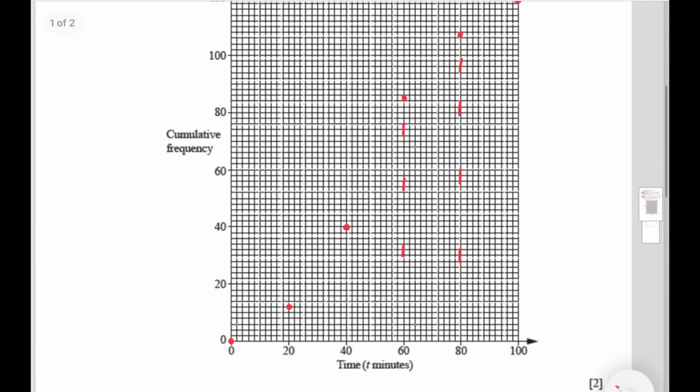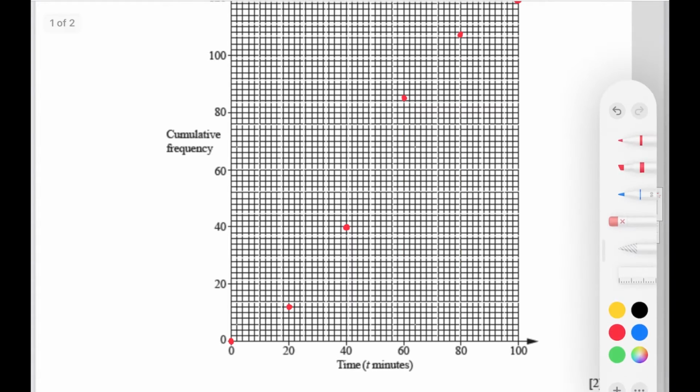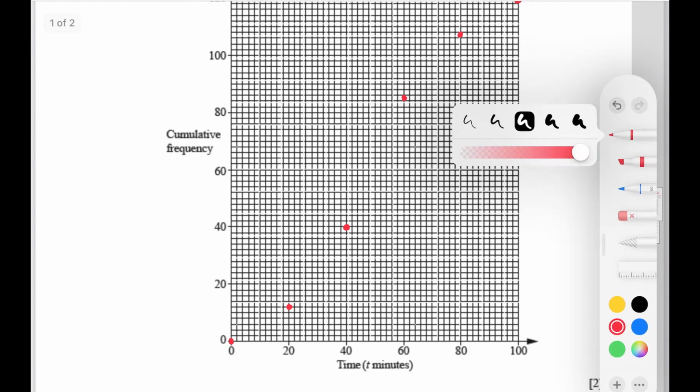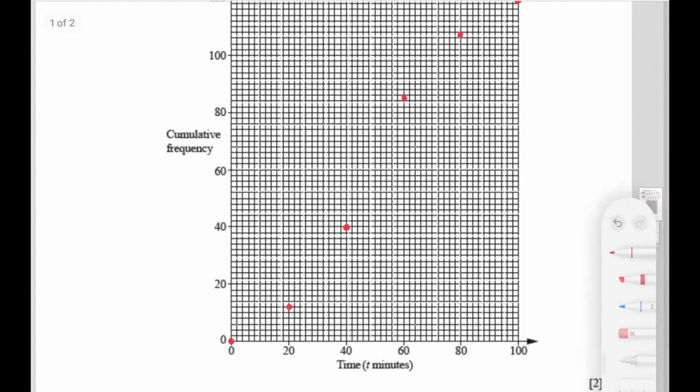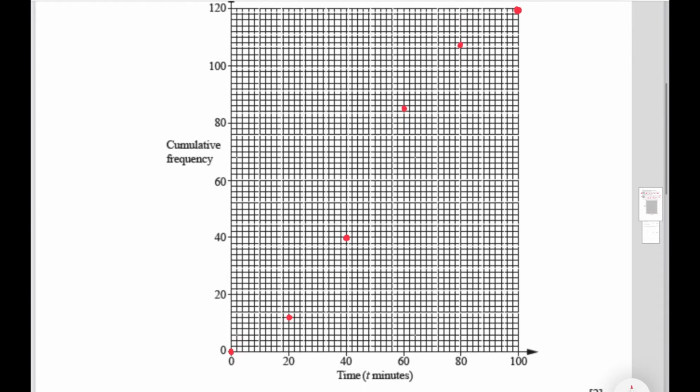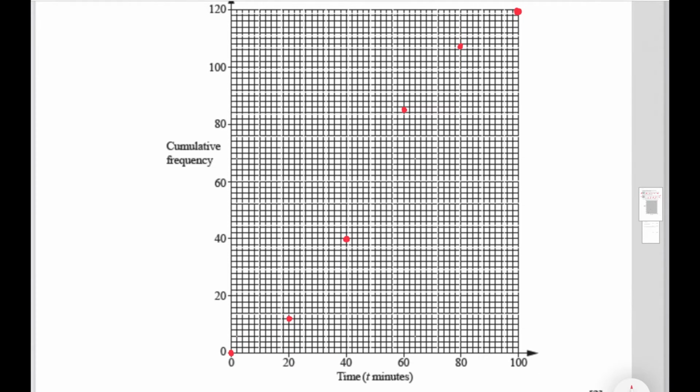Okay, so let's draw a smooth cumulative frequency curve. I'll try my best to make this as smooth as possible. So, yeah, I'll draw it as smoothly as I can. I start from the lowest point and I go like this. 1, 2, 3. Okay, I stop at this point for a second. And then I extend the line like this. Okay, I hope this is smooth enough. It looks smooth, but let's see.